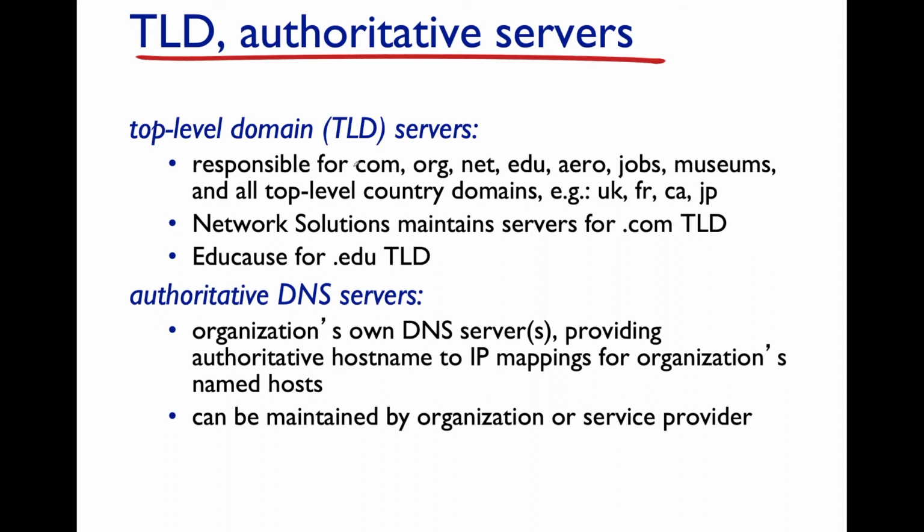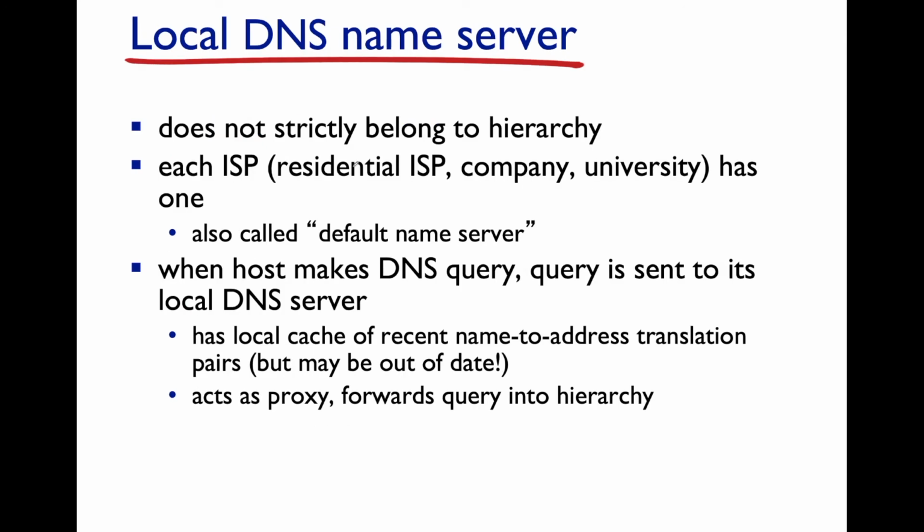And so DSU's IT organization is the one that maintains the authoritative server for Delaware State University. And that's where you'll get, for example, the College of Agriculture server domain names, or maybe the nursing department domain name, and all the individual domain names for hosts across the campus. And so the local DNS server doesn't necessarily belong to the hierarchy. Each ISP has one, and that's called the default name server.